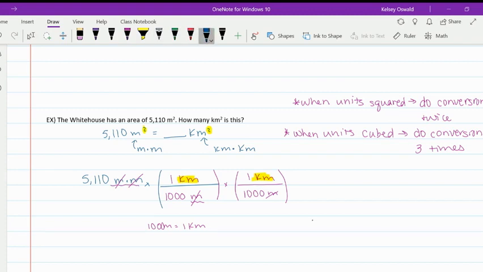Okay. So now that we canceled out meters squared and we're left with kilometers squared, we're able to plug this in our calculator and do 5,110 divided by 1,000 divided by 1,000 again. And we should find this is the same thing as 0.00511 kilometers squared. Okay, and that makes sense because since kilometers is a larger unit, we are going to need less of them to equal our meters squared.